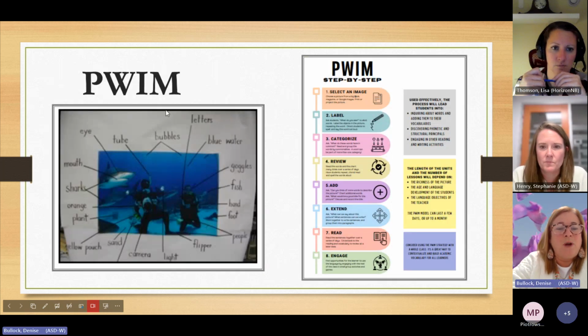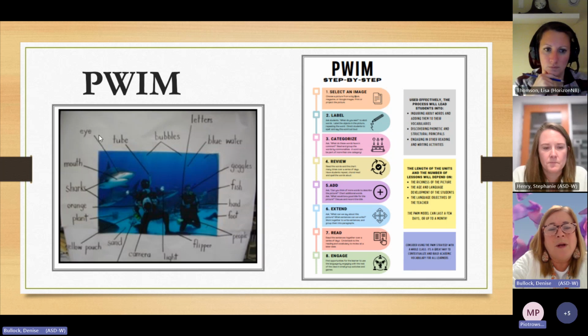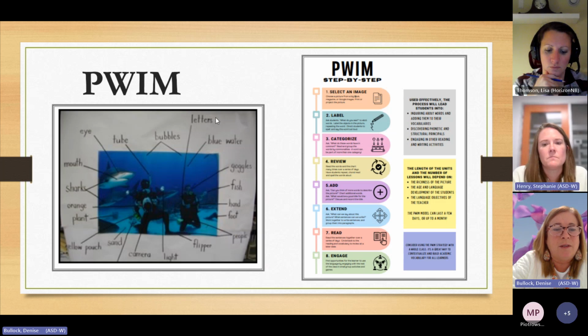So what is PWIM? The first thing you would do is select an image that you are then going to have the students label, like you see in this example. And what's nice about that is you are labeling this together with your students. At first I get them to tell me what words they might know on the picture. It gives you a good idea of what their vocabulary level is. And then I would introduce some words maybe that they don't know. So I would point to something like this and say, do you know what that one is? And they might not know. So I say, oh, that's a shark. And I would write that down.